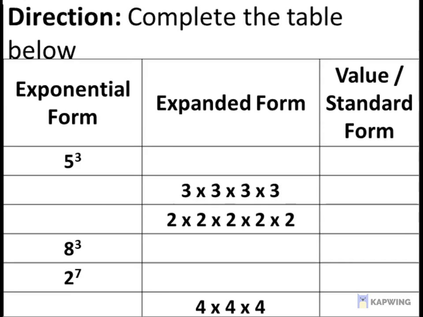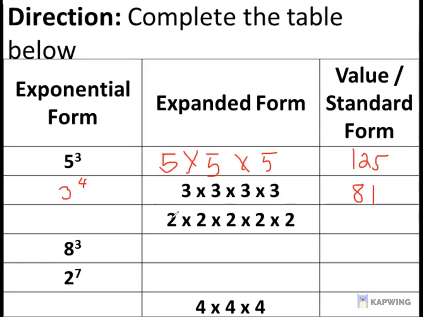Okay, let us answer. So, we have 5 cube. So, ang expanded form niyan ay 5 times 5 times 5, which is equal to 125. So, ito, bilangin lang natin kung ilang 3 to. So, dahil 4 na 3 yan, ang exponential form niya ay 3 to the 4th power. At ang sagot sa 3 to the 4th power is 81.